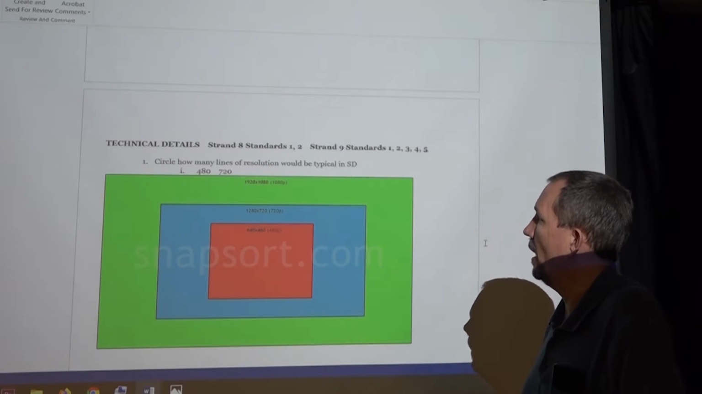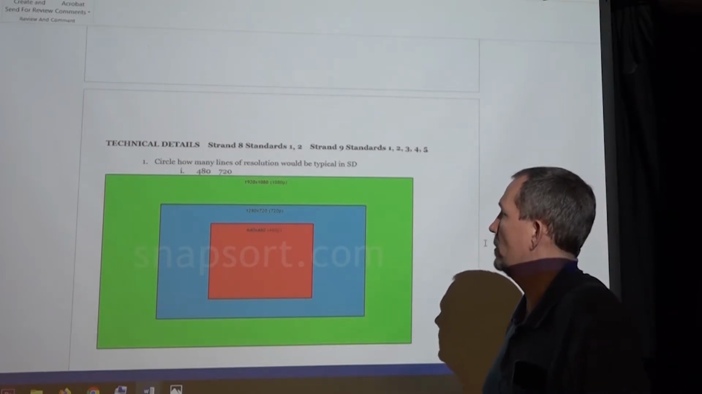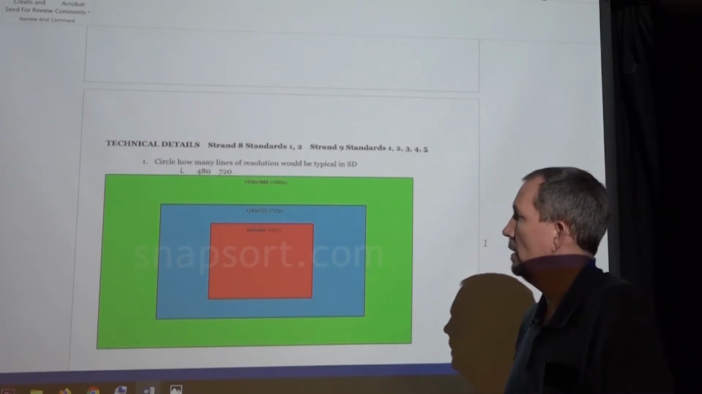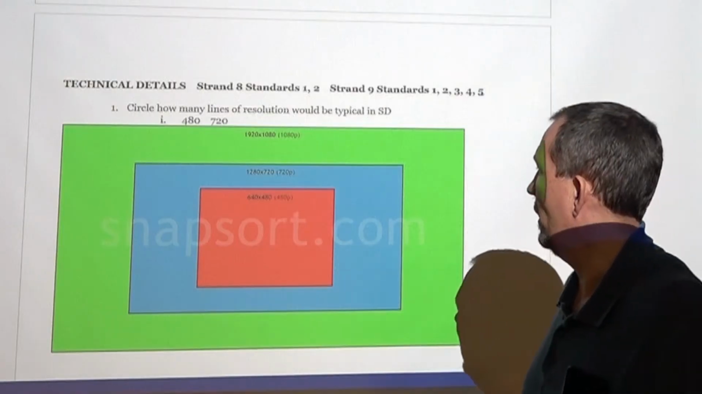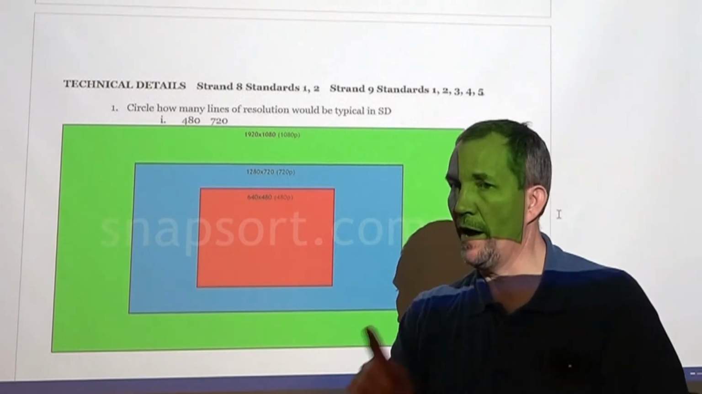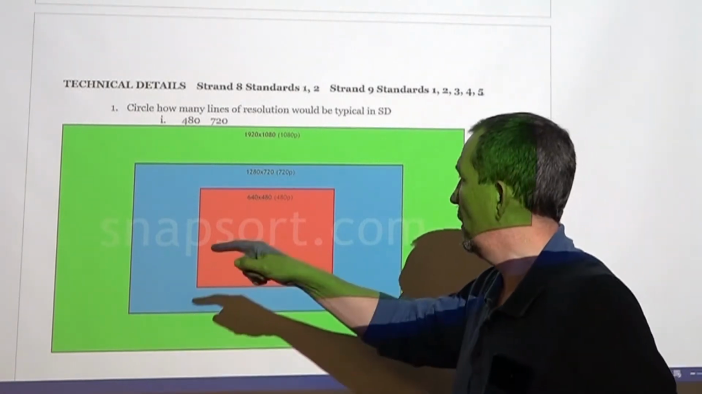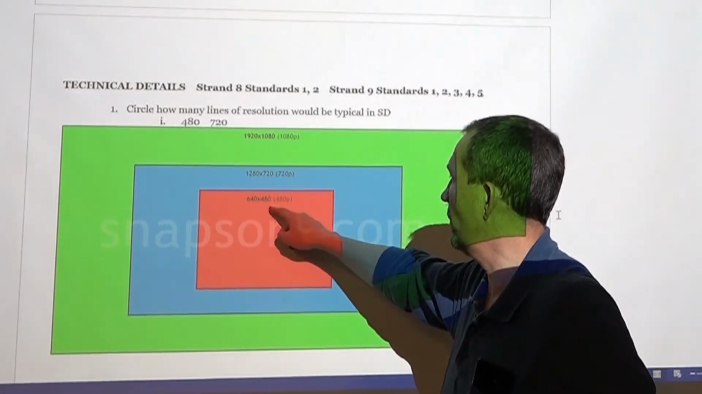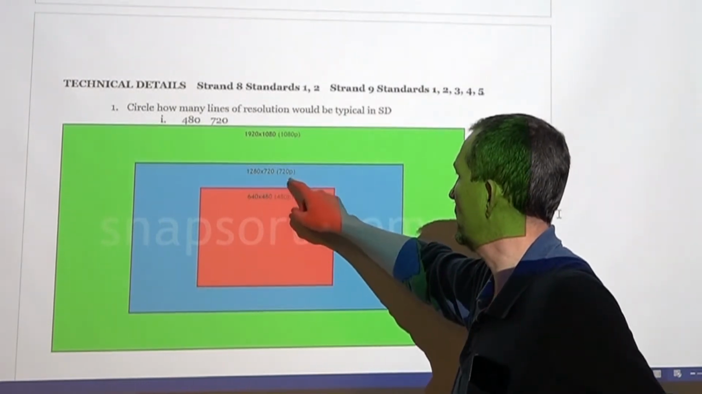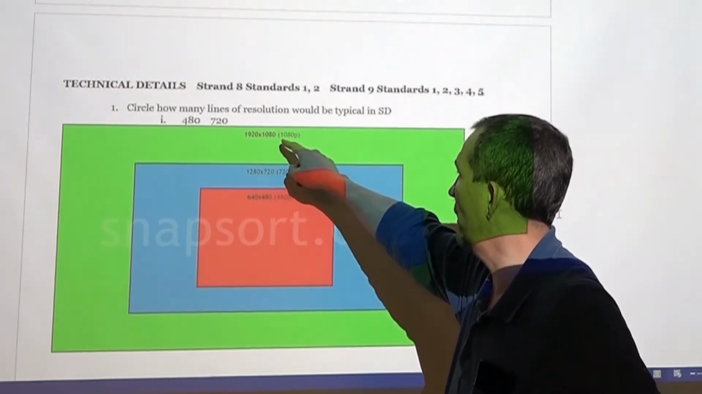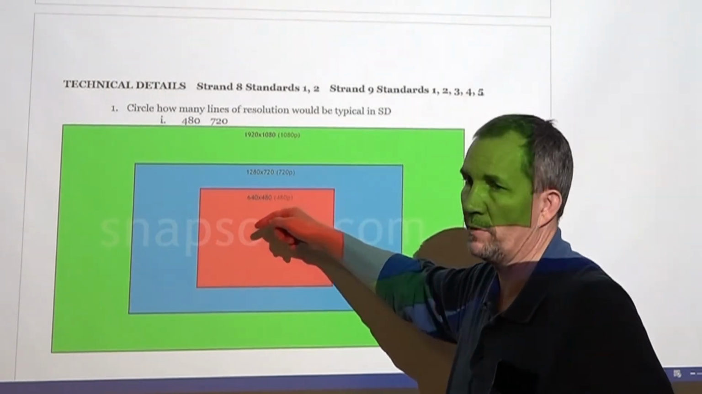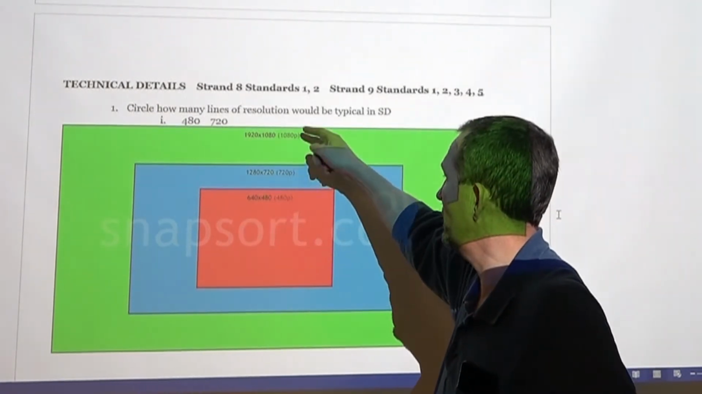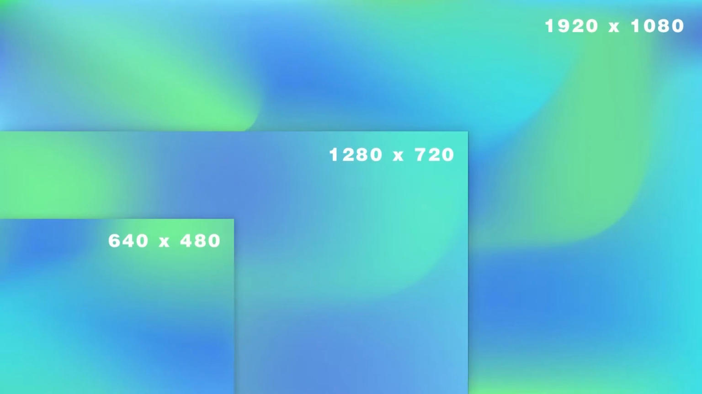How many lines, it says circle, how many lines of resolution would typically be SD? SD means standard definition. So it's standard definition, not high definition, that's your hint. Is standard definition 640 by 480, 1280 by 720, or 1920 by 1080? They abbreviate that to 480p. I'll explain what the p is in a second. 720, 1080. How many lines of resolution?